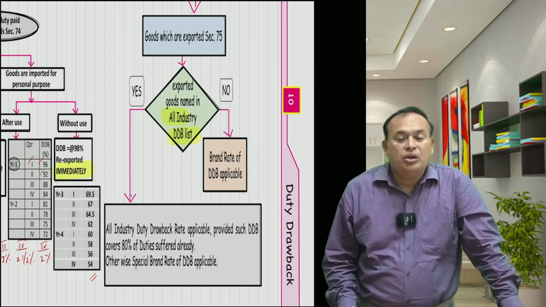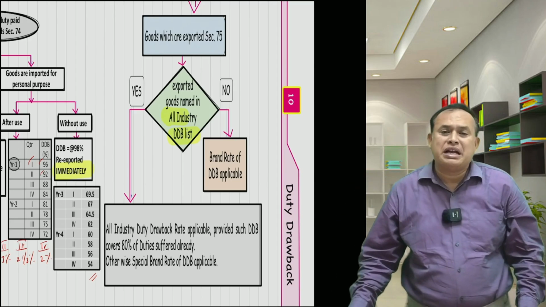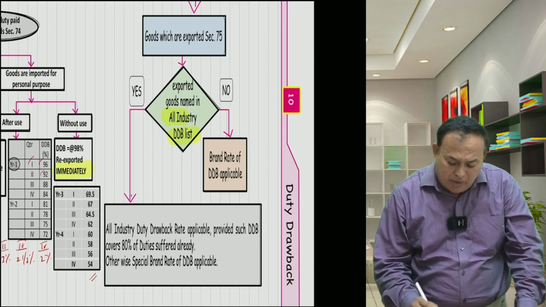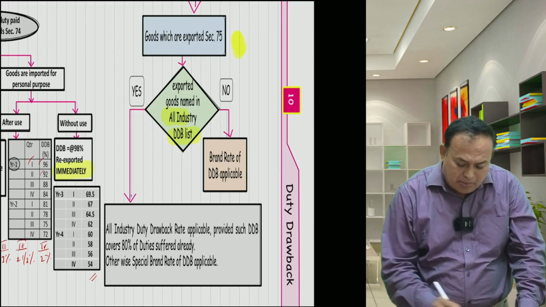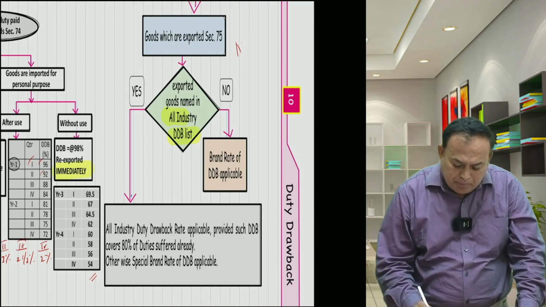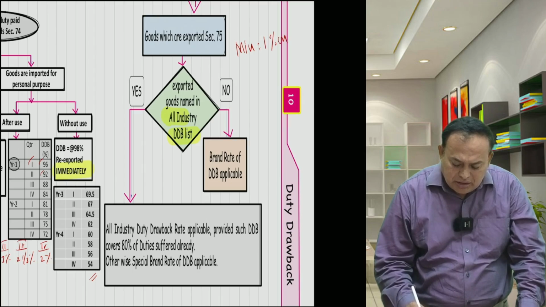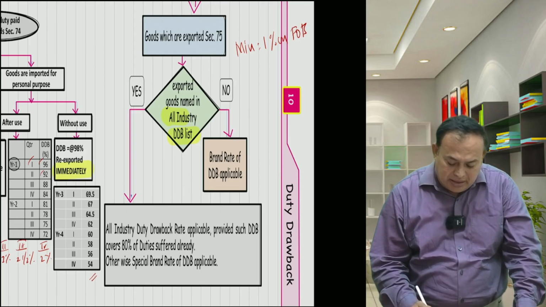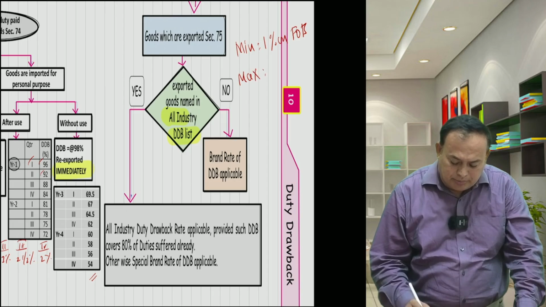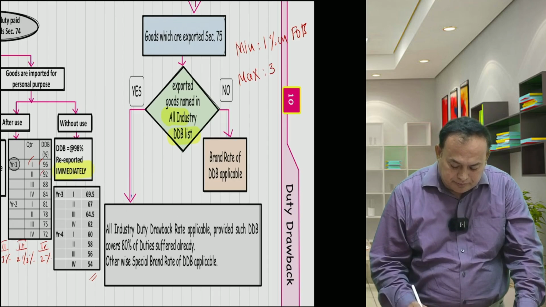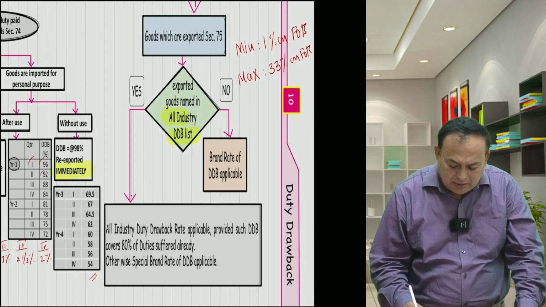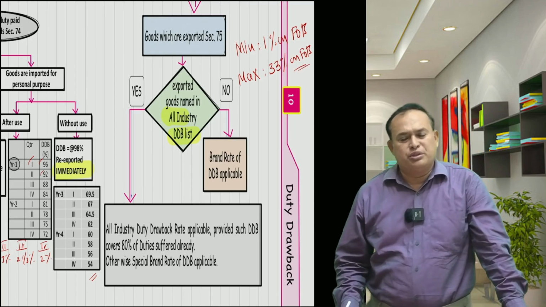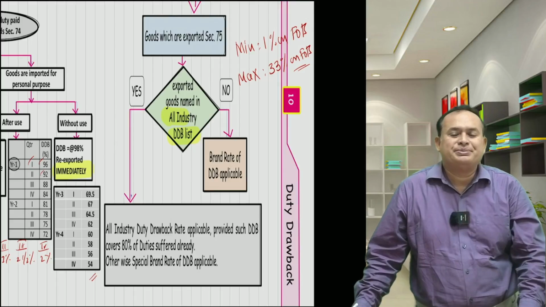Now, what percentage of duty drawback will you get here? Sir, we have minimum and maximum. Minimum duty drawback here is 1% on FOB. All our exports should be measured at FOB value. Then maximum, 33% on FOB value of exports. Minimum, maximum duty drawbacks.